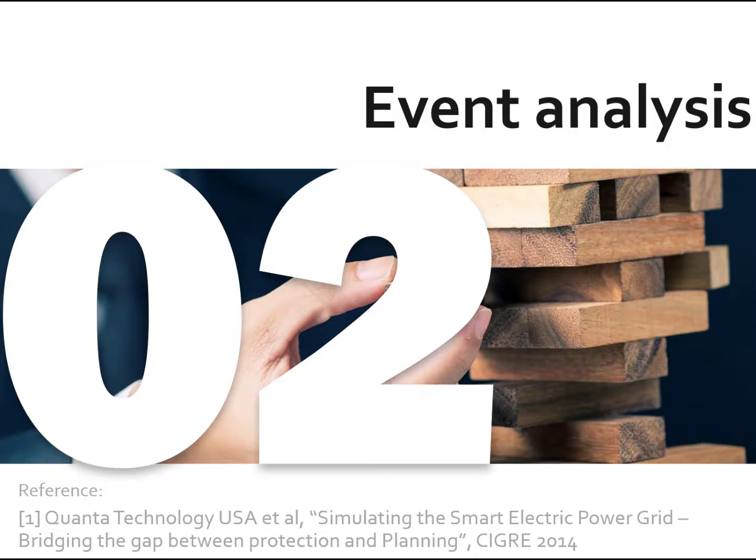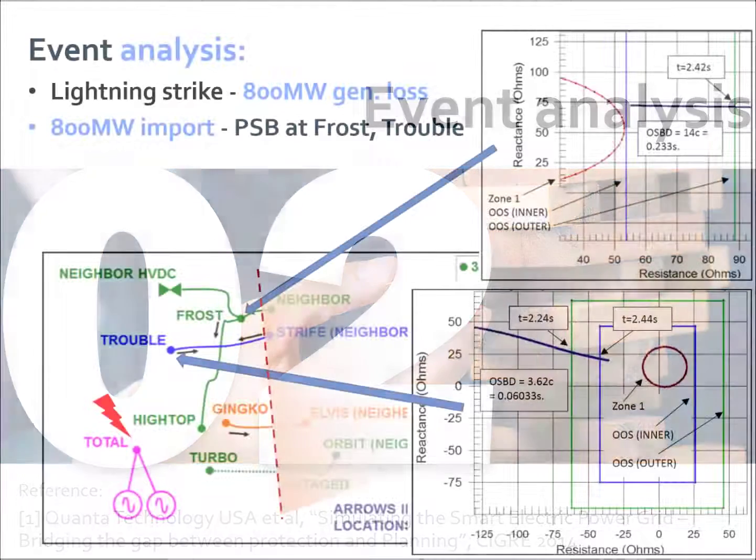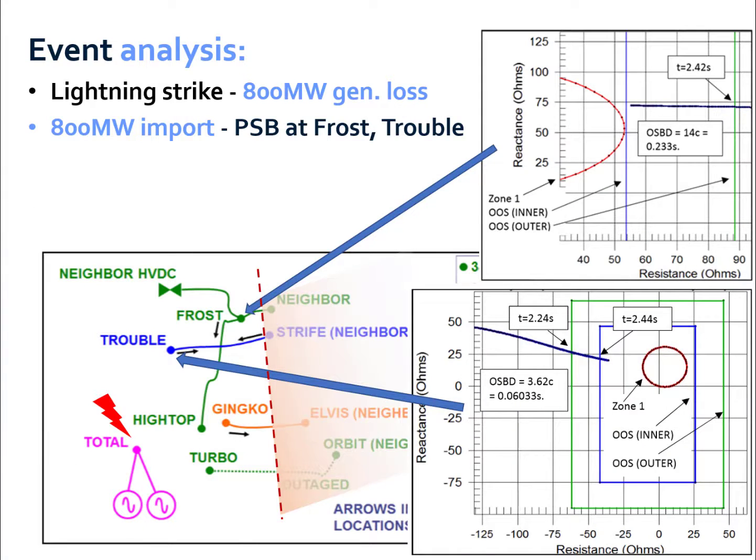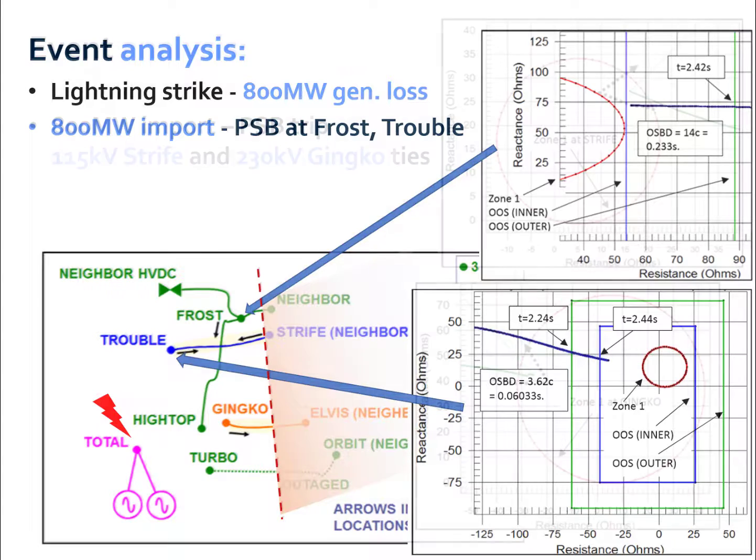IPPS environments can also be used for postmortem event investigations and analysis. This example is a paraphrase of an event described in the following reference. A lightning strike caused the loss of 800 megawatts of regional generation. The subsequent 800 megawatt import from neighboring networks was seen as a power swing at Frost and Trouble. But the slow speed of the swing resulted in power swing blocking action, and the protection remained stable.